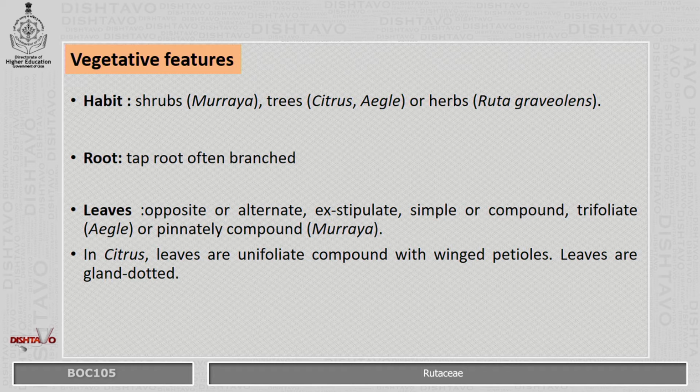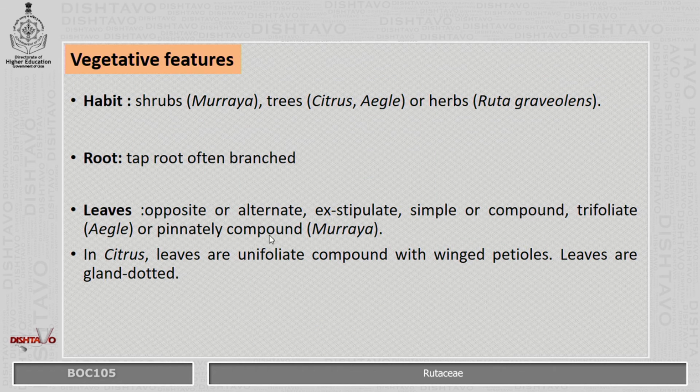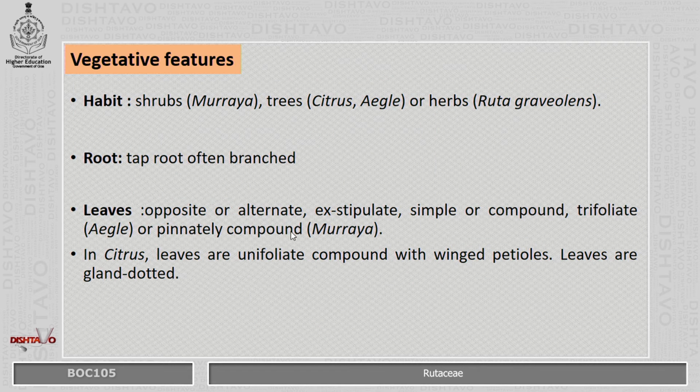Simple or sometimes they are compound also. They show trifoliate leaves, like in this picture you can see here Aegle marmelos, it is showing the trifoliate leaves, or pinnately compound leaves as shown in the Murraya. For example, in this picture you can see Murraya koenigii, this is nothing but the Karipatta leaves, they are showing this type of pinnately compound leaves.